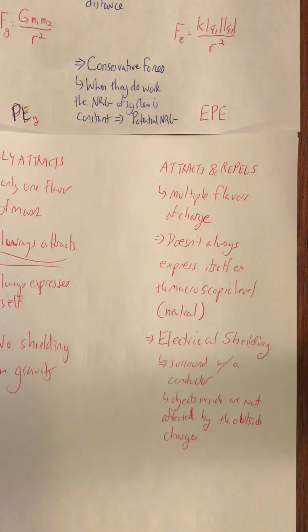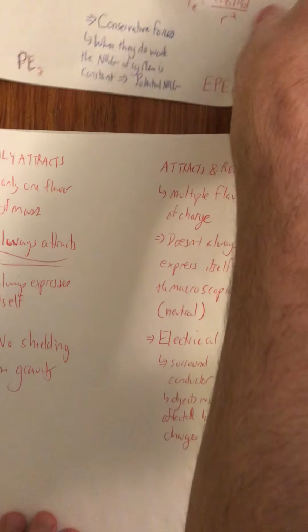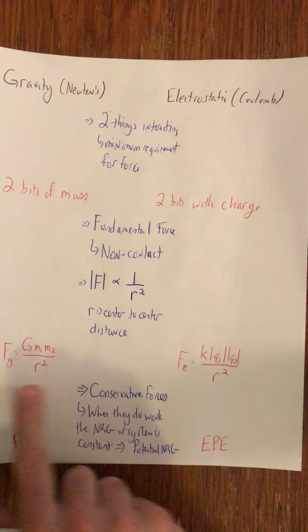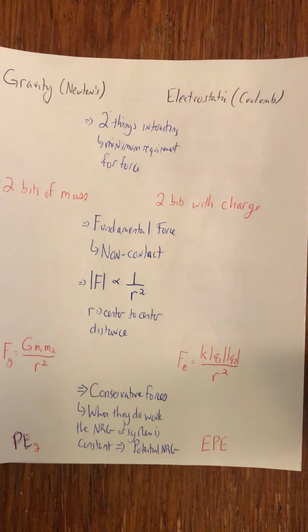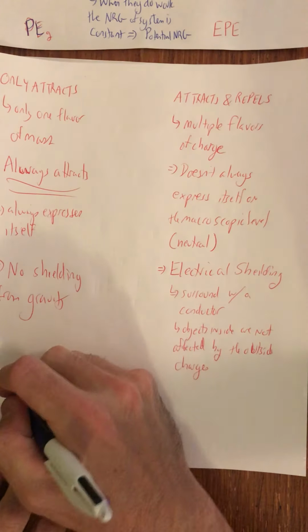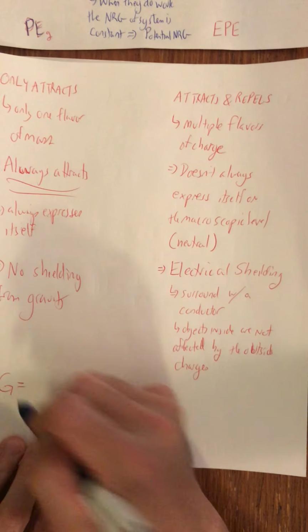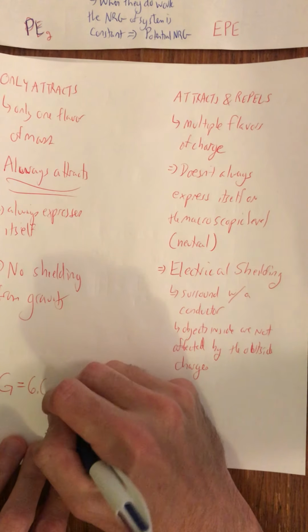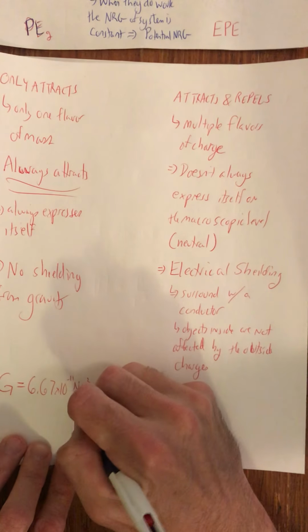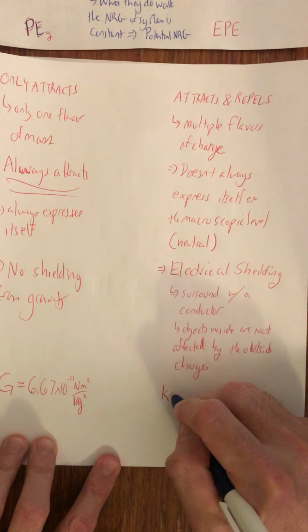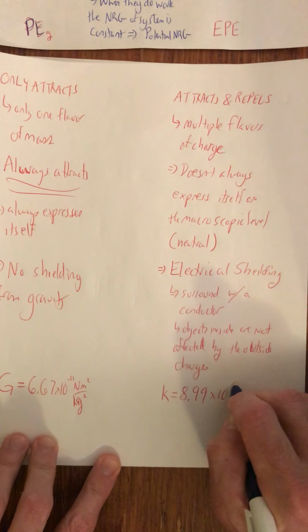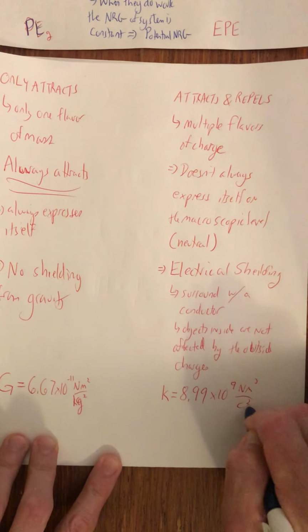Now, the last distinction I want to talk about, going back to our equations, people often want to say that, oh, both equations have a constant, that's a similarity. No, that is not a similarity, because when we look at what those constants are in terms of their magnitude, big G is equal to 6.67 times 10 to the negative 11th newtons meters squared over kilograms squared. Whereas the electrostatic constant is equal to, and we're just going to use 3 sig figs here, 8.99 times 10 to the 9th newtons meters squared over coulomb squared.